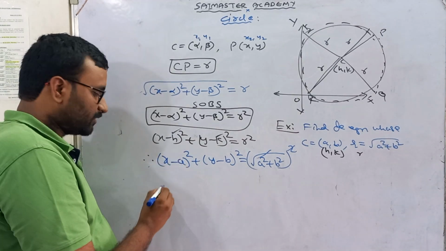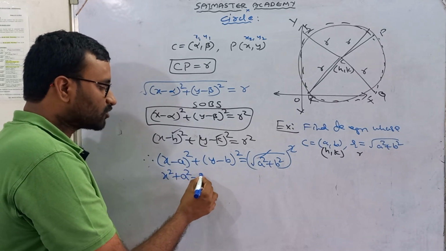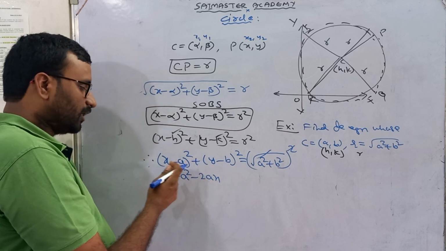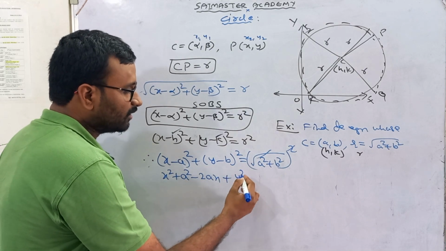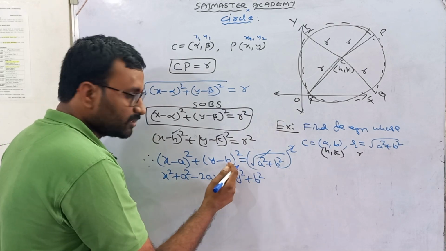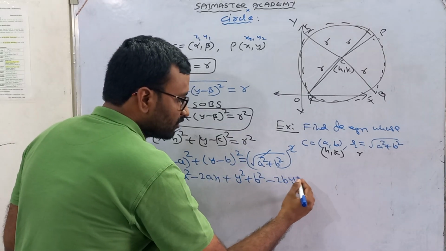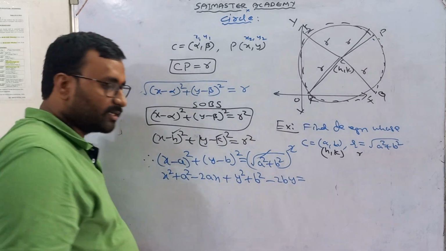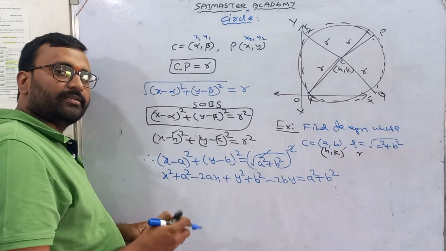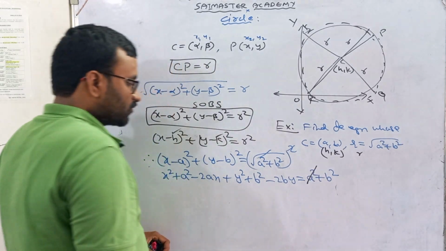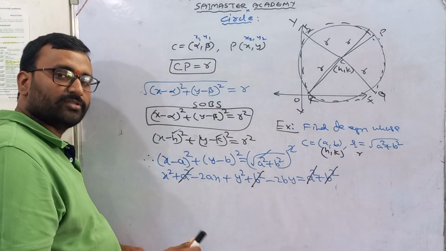(x minus a) whole square is x square plus a square minus 2ax, and next plus (y minus b) whole square is y square plus b square minus 2by, which is equal to, square root cancels, na? And the remaining part is a square plus b square. Now on both sides, is there any chance to cancel? a square cancels and also b square cancels. So the remaining is the equation of the circle.